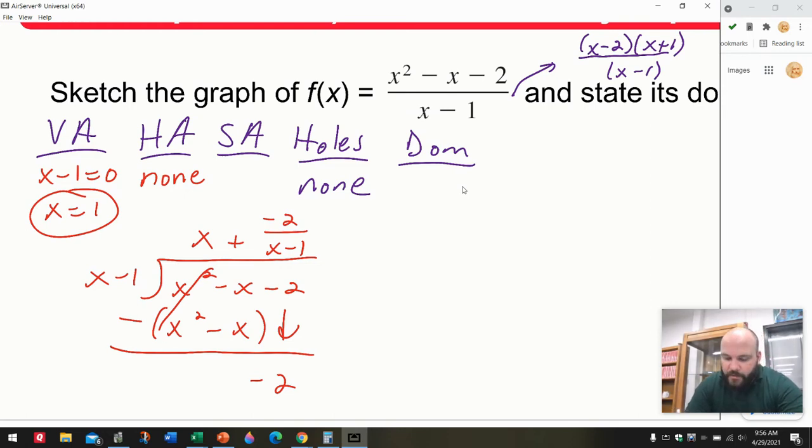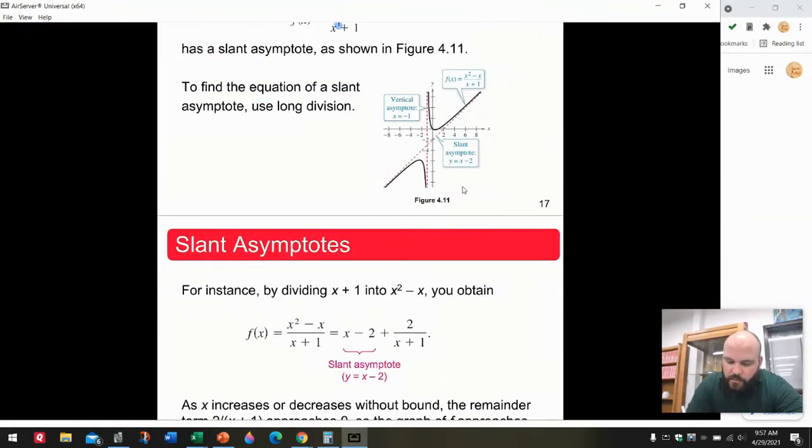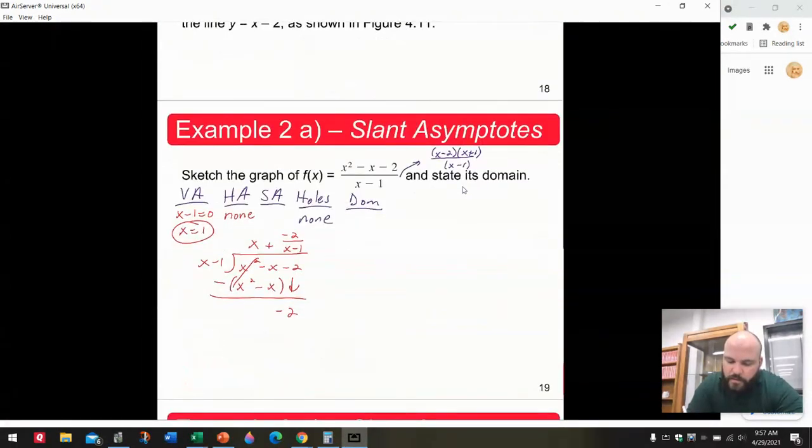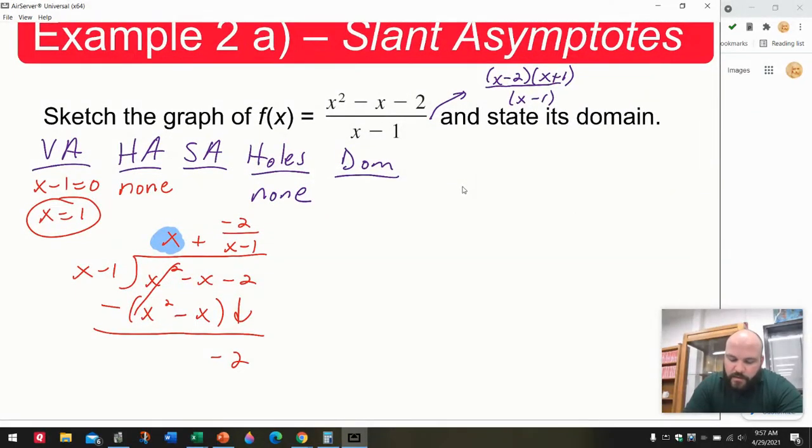And now here's the thing, though. The slant asymptote, we are not worried about the remainder part at all. The only part that we really want to pay attention to is the part that is not the remainder, because that right there, when you set that equal to y, is what gives us our slant asymptote. So we just write y equals x. We do not need to worry about the remainder.